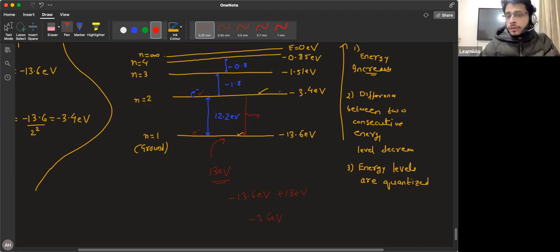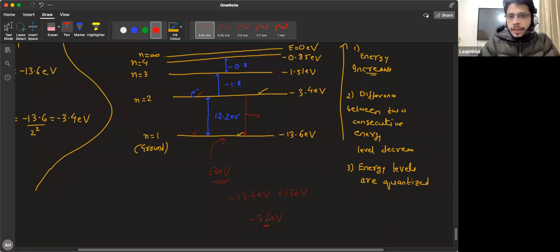There is no energy level corresponding to that. After minus 13.6, you have minus 3.4, then minus 1.51. You don't have any energy level corresponding to that energy. This simply means your hydrogen atom will not absorb this energy.